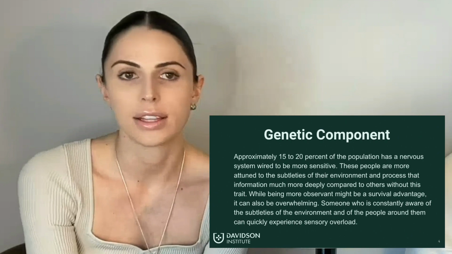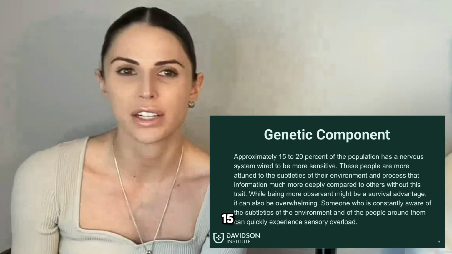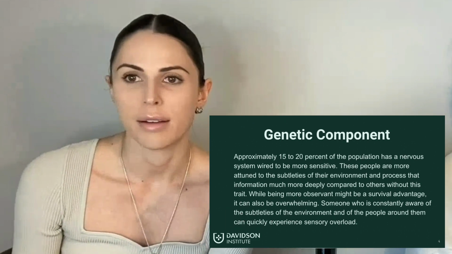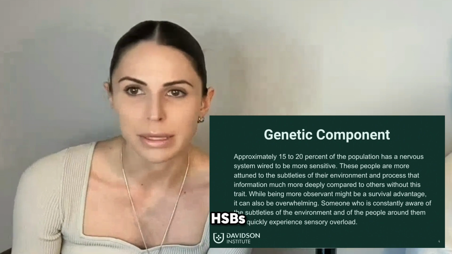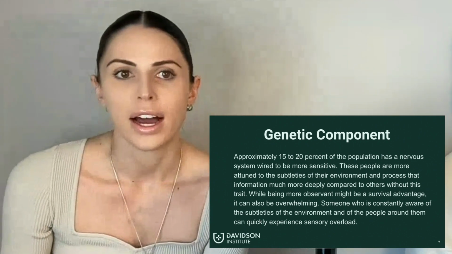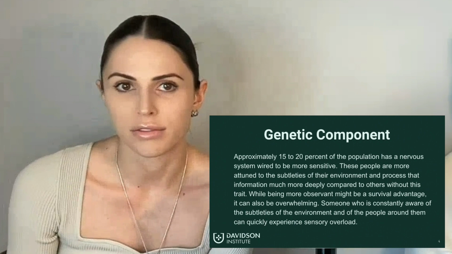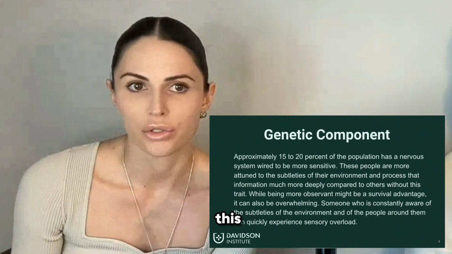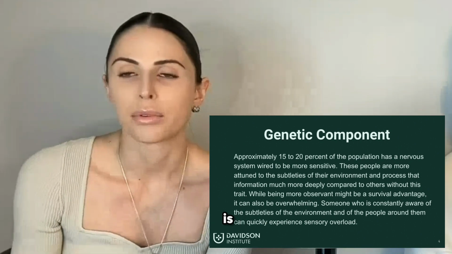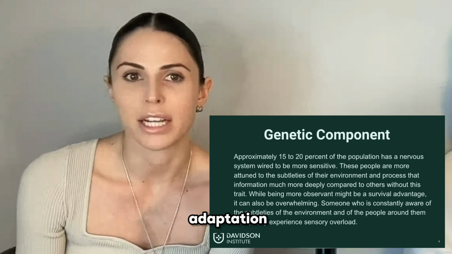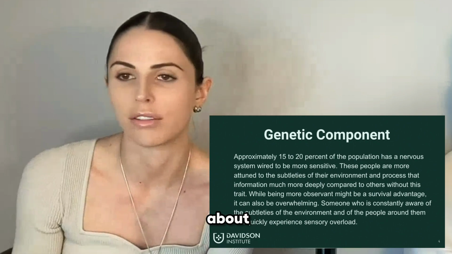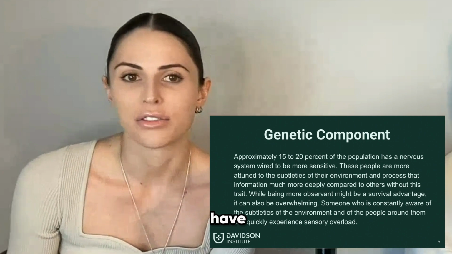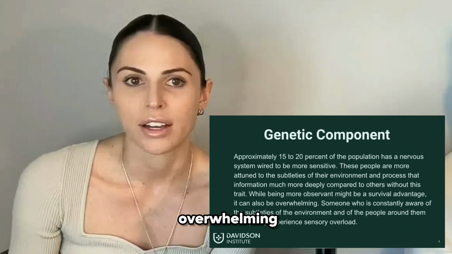So there's also a genetic component of this. And there's some debate about this, but about 15 to 20% of the population has a more sensitive nervous system. You may hear these people referred to as HSPs, highly sensitive people. They're just more attuned to the subtleties in their environment and process that information much more deeply compared to others without this trait. So that is probably an evolutionary adaptation of being more vigilant about the environment. Maybe they were the watchers of the community. So it did have survival advantage, but it can also be overwhelming.